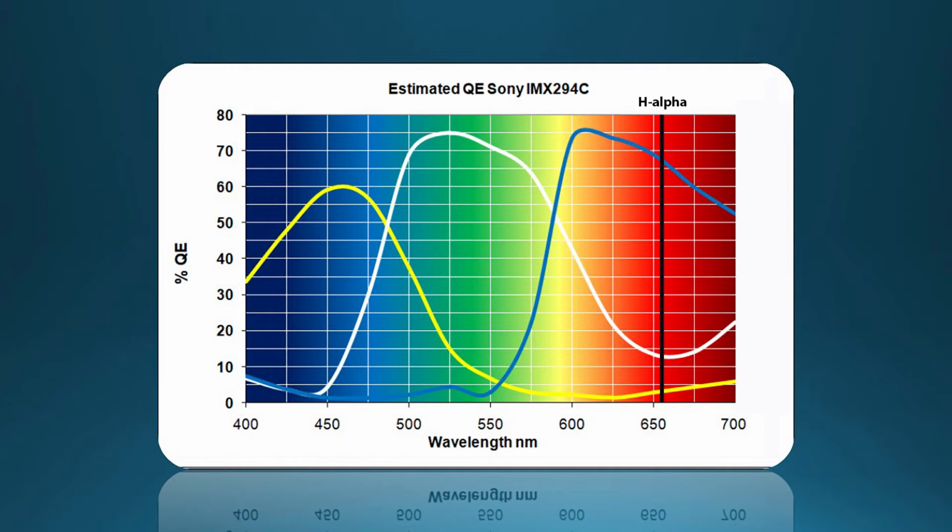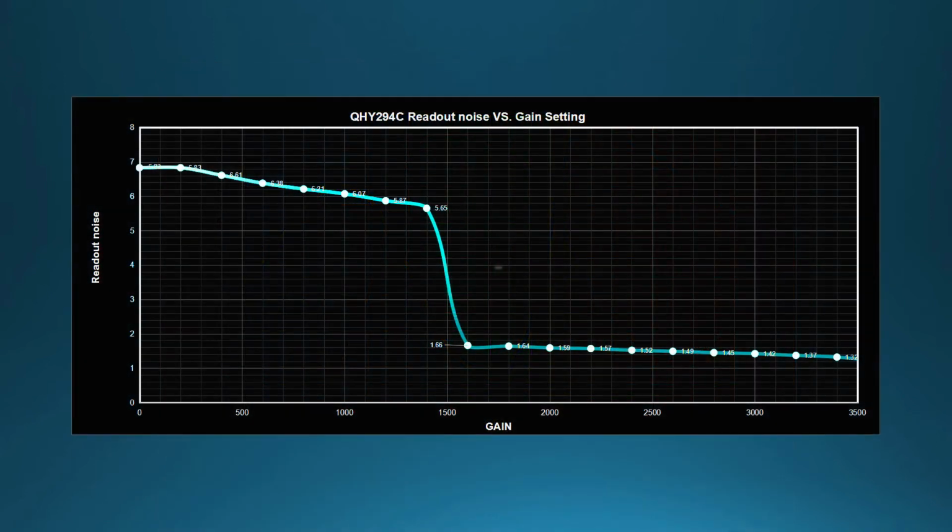To further boost low light performance while maintaining the most dynamic range possible, the QHY294C automatically switches from low gain to high gain at the optimum point. At its lowest gain setting, the read noise of the camera is about 6.8 electrons. At unity gain, it's about 1.6 electrons. And at its highest gain, the read noise is remarkably close to just 1 electron.